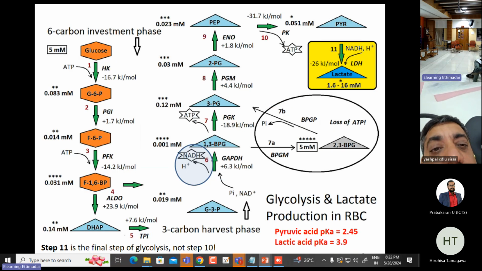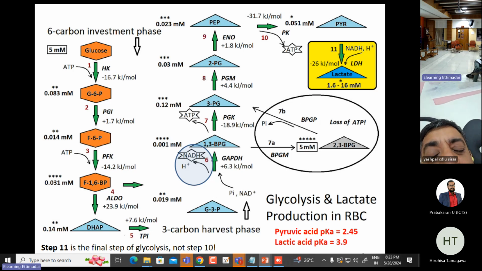If you see your entire glycolytic pathway, many people now agree that glycolysis does not end with step number 10, where you have pyruvate formation, because the concentration ratio of lactate to pyruvate is like 10:1 in tissues. So the last step of glycolysis would be lactate formation. That is what many people say.